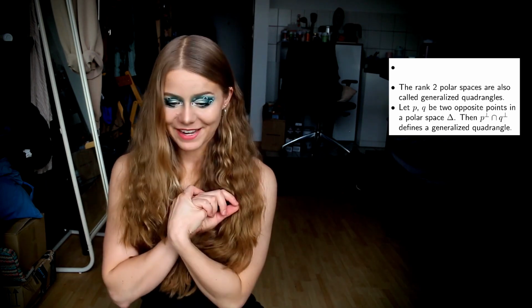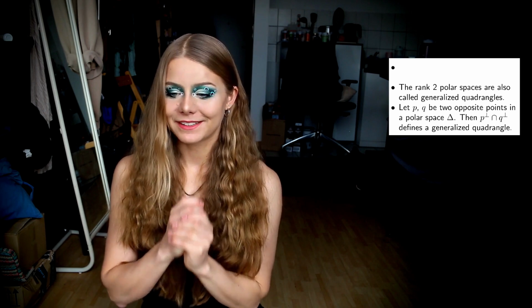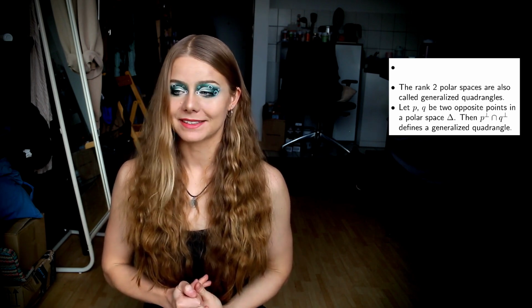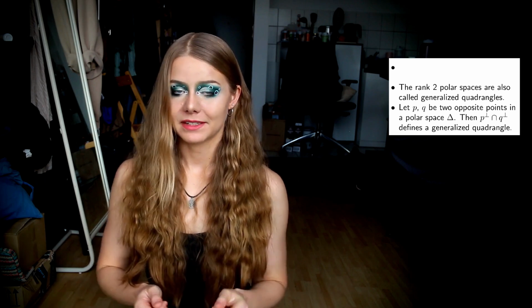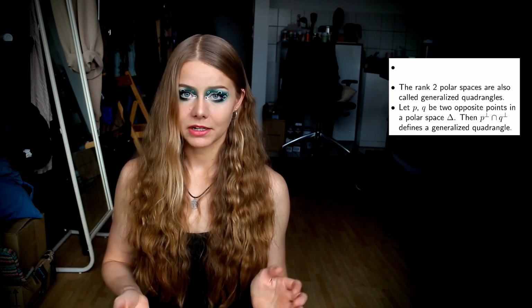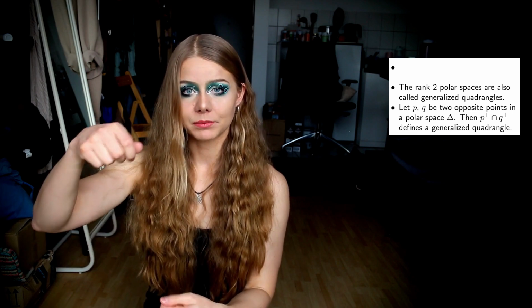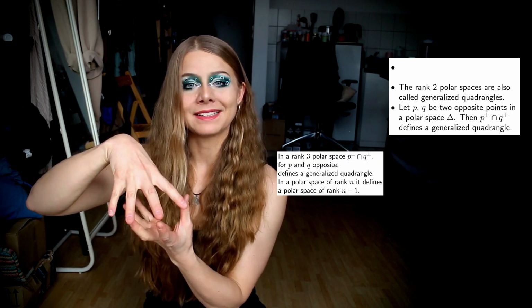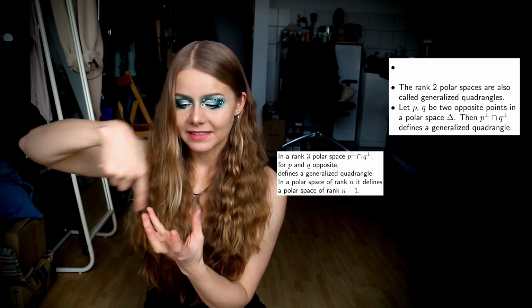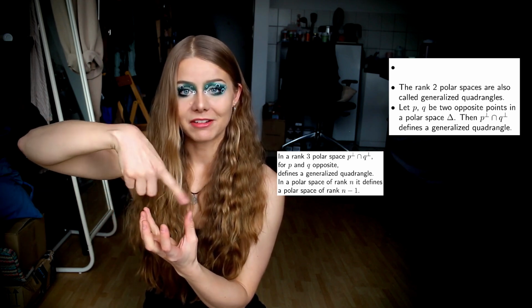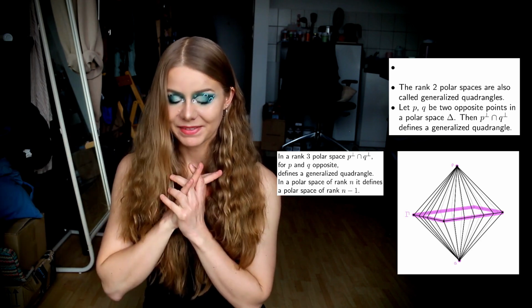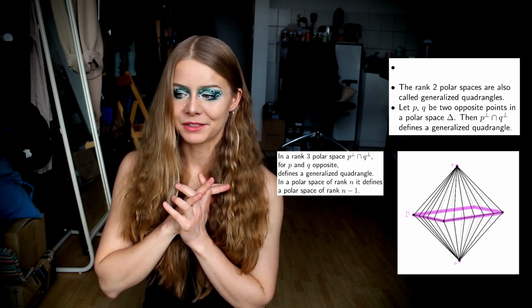And now another fun fact, since opposite things are such a huge thing in our polar spaces. It is very interesting because if you are in a higher dimensional polar space and you look at 2 opposite points and you look at the perp of these 2 opposite points and intersect them, then the intersection defines a generalized quadrangle. And that is very nice, very pretty. And we will use that fact.